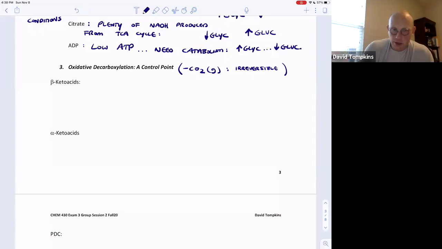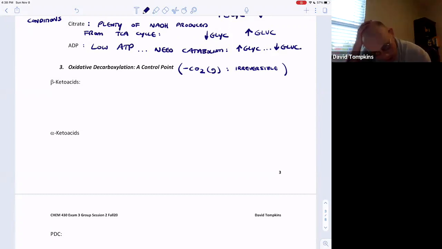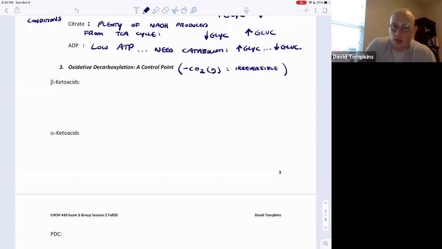So there are two types of keto acids that we will see, and they will each need to be decarboxylated at some point during either PDC or the TCA cycle. So this decarboxylation is fundamental, right? Because it's the complete oxidation of carbon, and all 6 carbons of glucose become carbon dioxide after the TCA cycle.